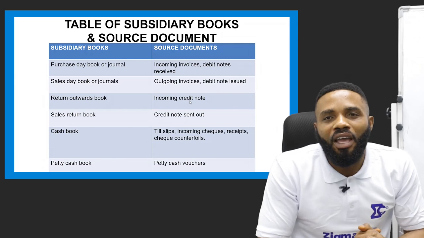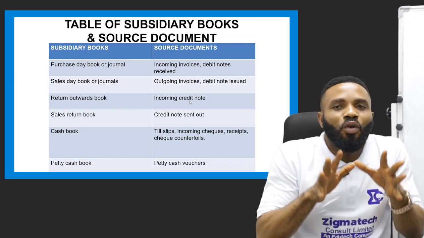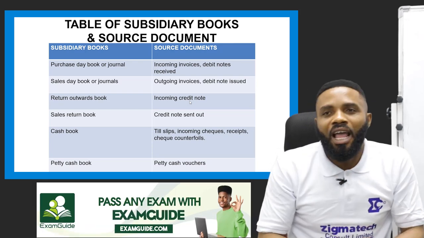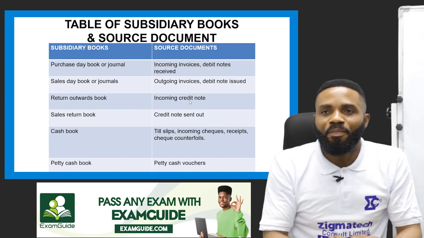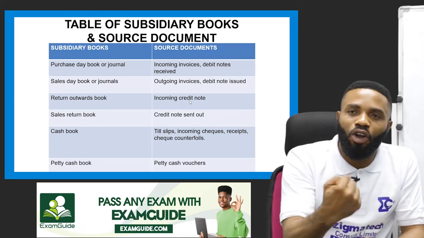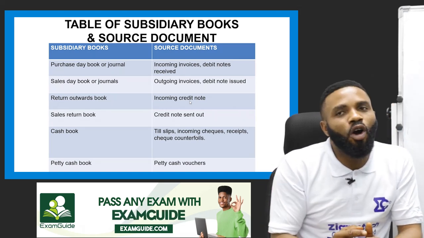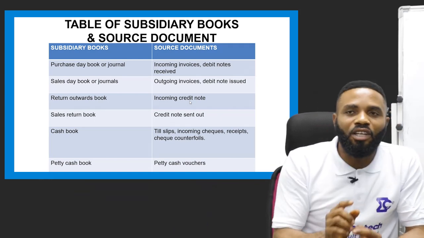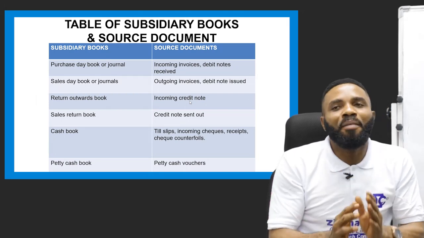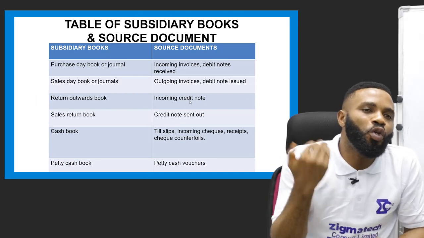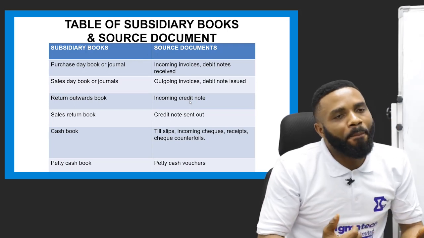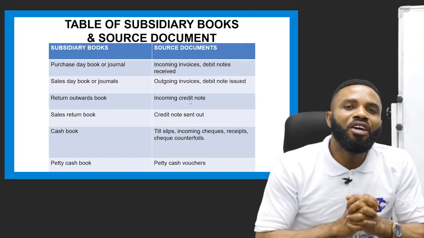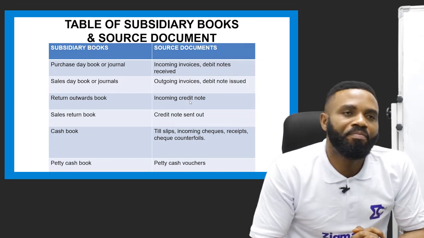And then the next one is the sales day book. The sales day book is what you have sold out. It represents transactions on credit, daily sales on what? Credit. And then outgoing invoices. As you receive an invoice, we call it incoming. Now that you are giving the invoice, it is called what? Outgoing invoices. And in the first instance, it was debit note received. This time around, it is debit note issued, because you are the one giving the debit note to your customer.